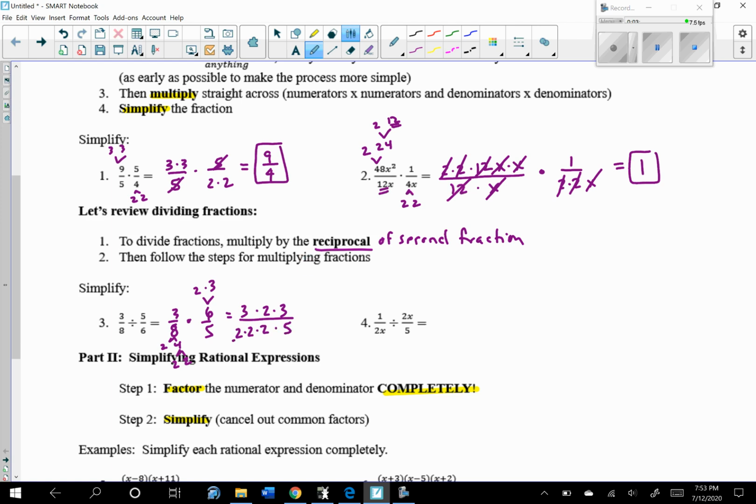So notice that the only thing that looks like it cancels out is the 2. So in my numerator, 3 times 3 is 9. 2 times 2 is 4, times 5, which would be 20. So 9/20.